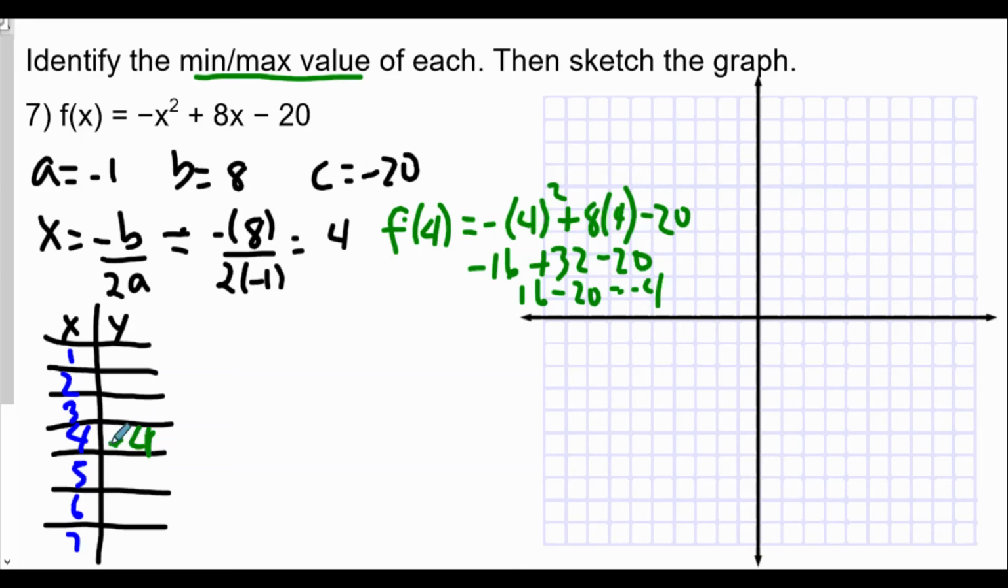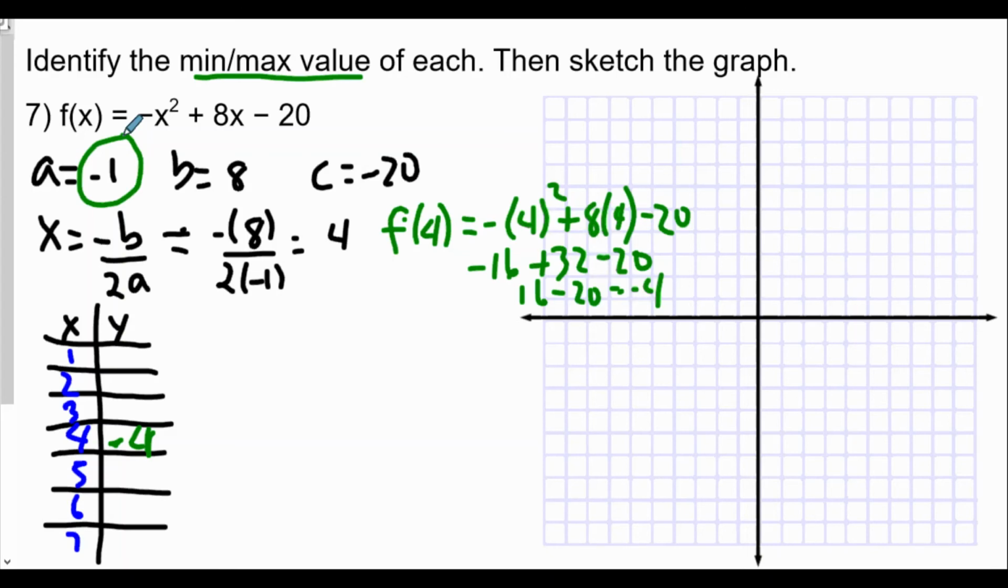Okay, -4 here. Now here's the thing. Because my a value is negative, this parabola is going to be facing downwards. And we'll be able to show in this case that our max value is going to be -4. The max or min value is the y value. Let's find the other values for y.